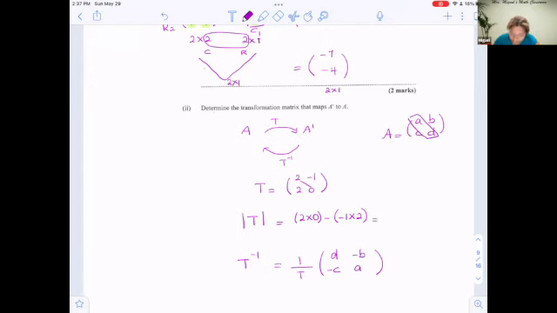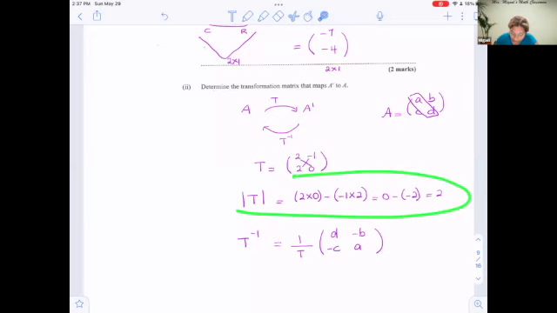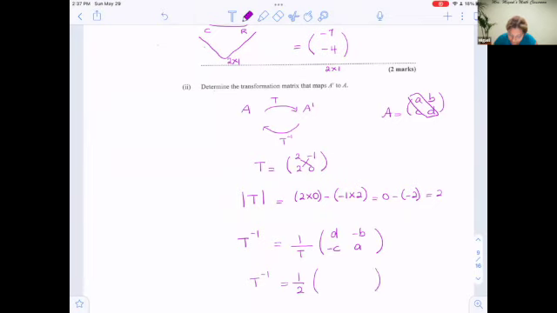All right, so any number multiplied by 0 is 0. Minus -2, we will get 2. Did you all get 2 for the determinant? Okay. So T inverse is 1 over 2. And we switch positions of D and A. So here we get 0 and 2. And we take the negative of B and C. So this will be 1 and -2. Did you all get that?